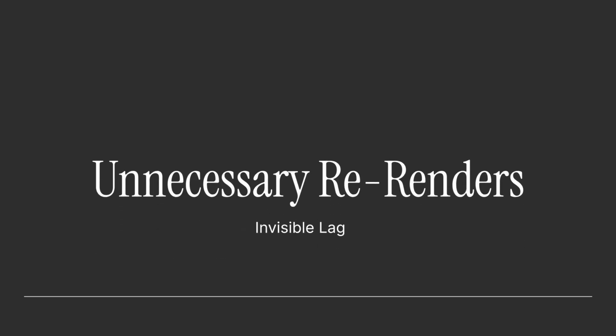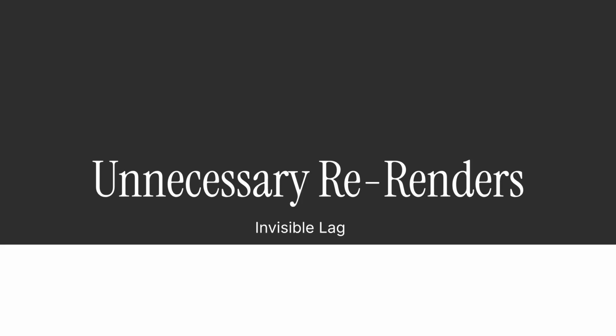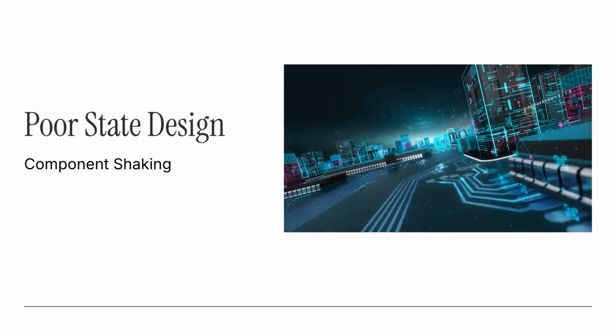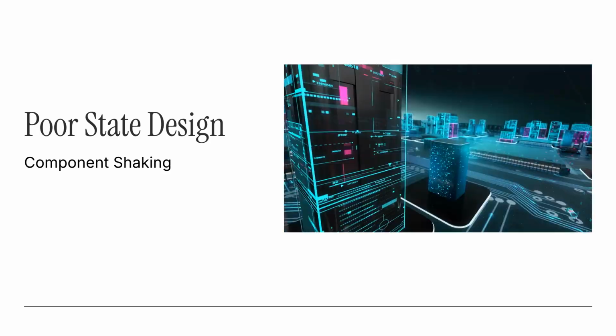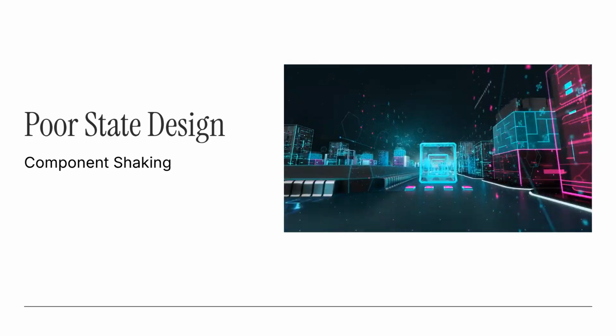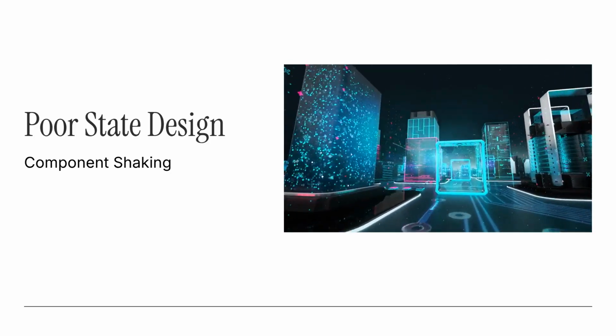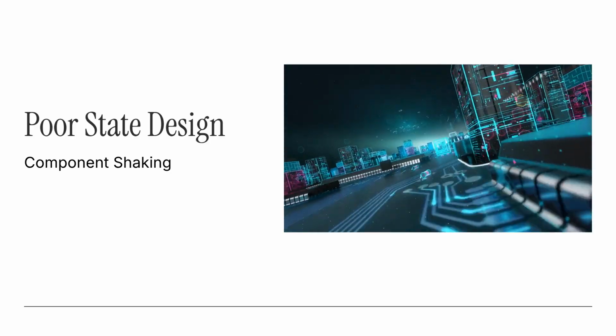Another major source of lag is invisible, unnecessary re-renders. This often goes hand in hand with poor state management. Every state update can trigger a component re-render. If your state is poorly designed, small changes can cause entire sections of your app, the component tree, to repaint again and again, wasting precious processing power.